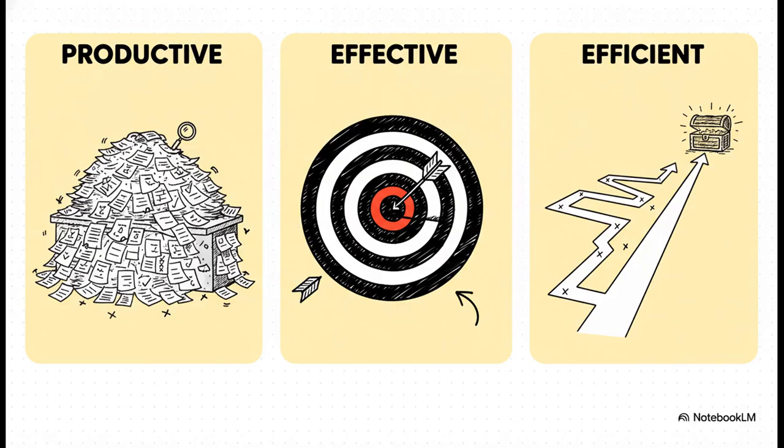A productive meeting is one where you get a lot done. An effective test plan is one that actually finds the critical bugs. And an efficient process finds those bugs with the least amount of time and resources. They are not interchangeable. They describe totally different dimensions of quality.